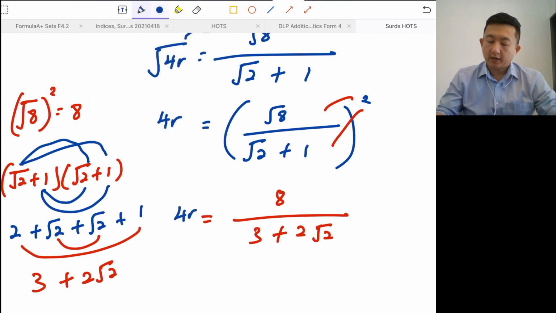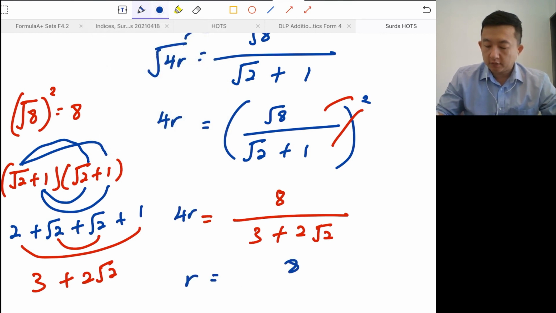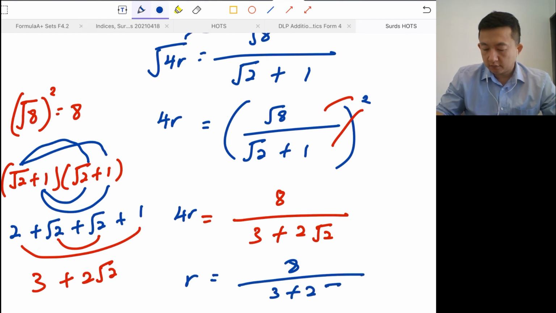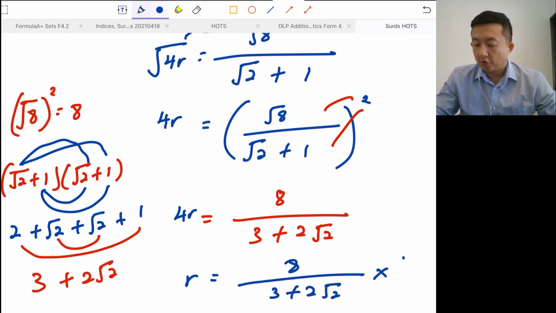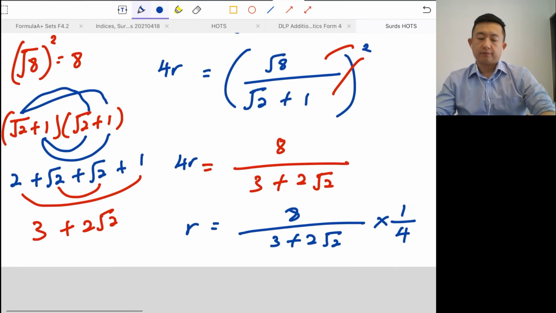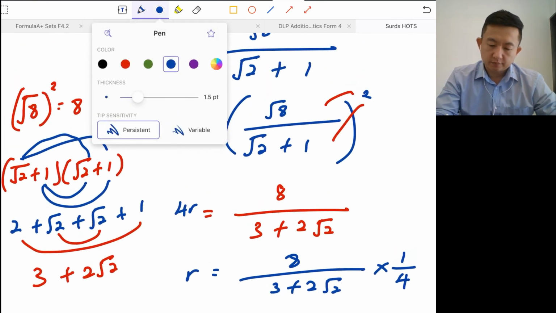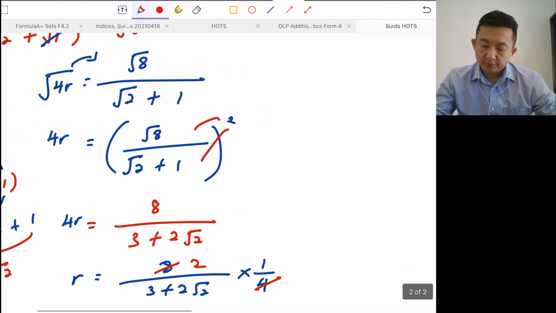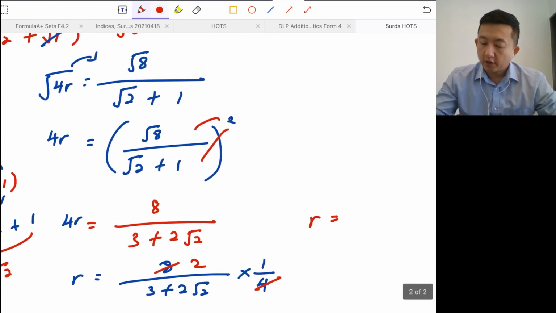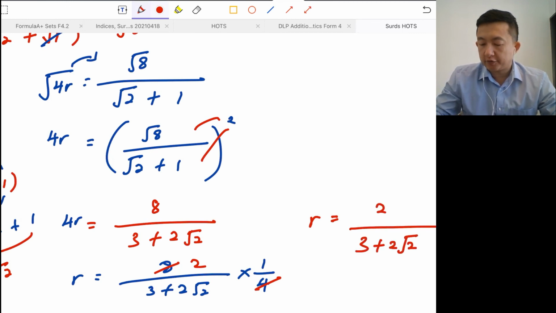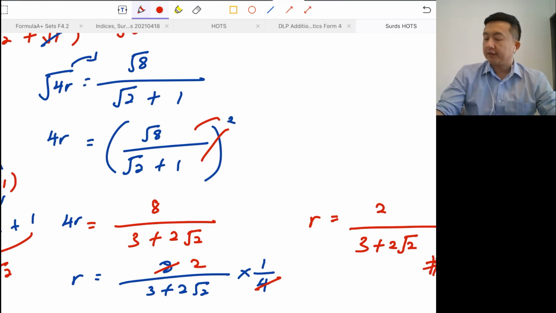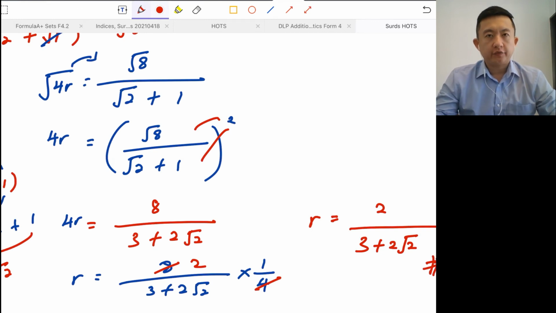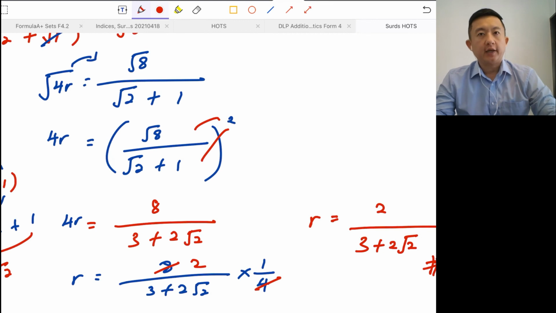This is 4R. What we want is R. So divide by 4. Your final answer, the value for R should be equal to 2 over 3 plus 2 square root 2. And this is the value of R. Okay, thank you.